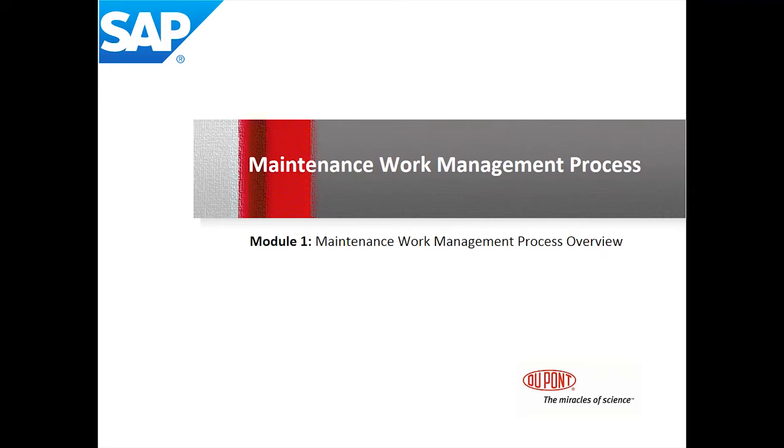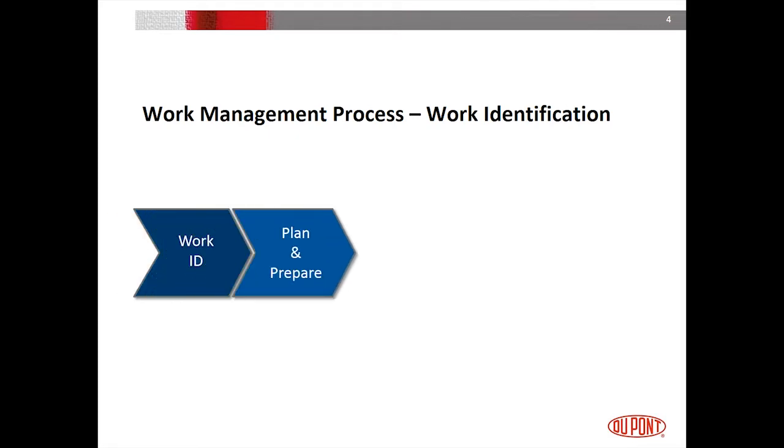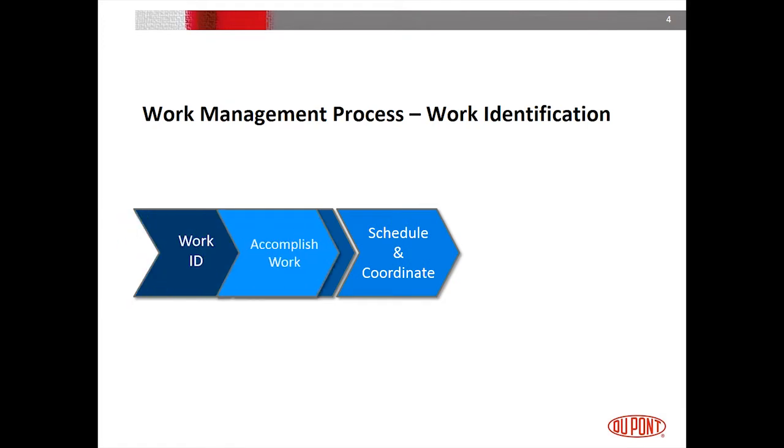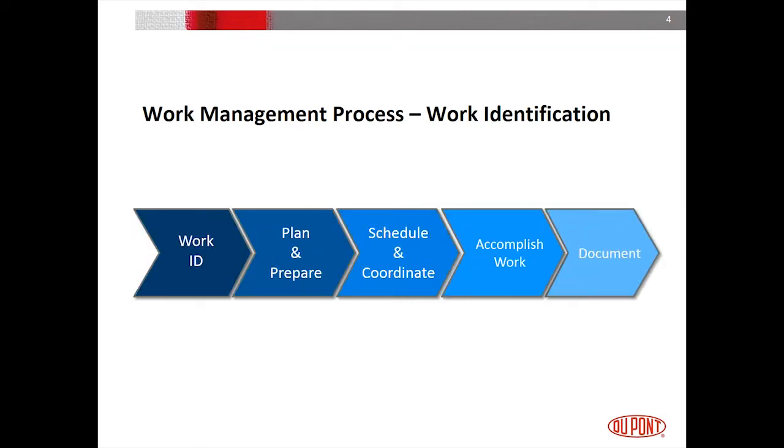In the first module, we will be reviewing the maintenance work management process. So let's get started. Work identification is the first step in an effective work management process, followed by plan and prepare, schedule and coordinate, accomplish work, and finally document. Work identification involves identifying and reporting equipment problems early to minimize the cost of repairs, ensure that repairs are completed, and minimize downtime. Responsibility for work identification rests on all site personnel.